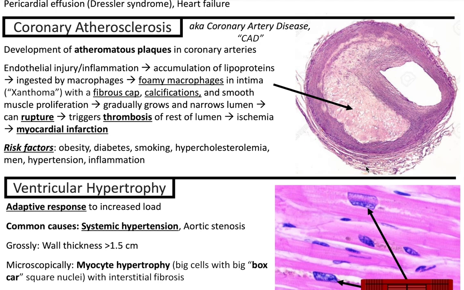Coronary atherosclerosis, aka coronary artery disease, CAD. This is development of atheromatous plaques in coronary arteries. The process will begin with endothelial injury inflammation. This leads to accumulation of lipoproteins. These are ingested by macrophages, and there will be foamy macrophages in intima, quote unquote xanthoma, with a fibrous cap, calcifications, and smooth muscle proliferation. This gradually grows and narrows your lumen. This can rupture and triggers thrombosis of rest of lumen, and this leads to ischemia and myocardial infarction. Risk factors include obesity, diabetes, smoking, hypercholesterolemia, male gender, hypertension, and inflammation.